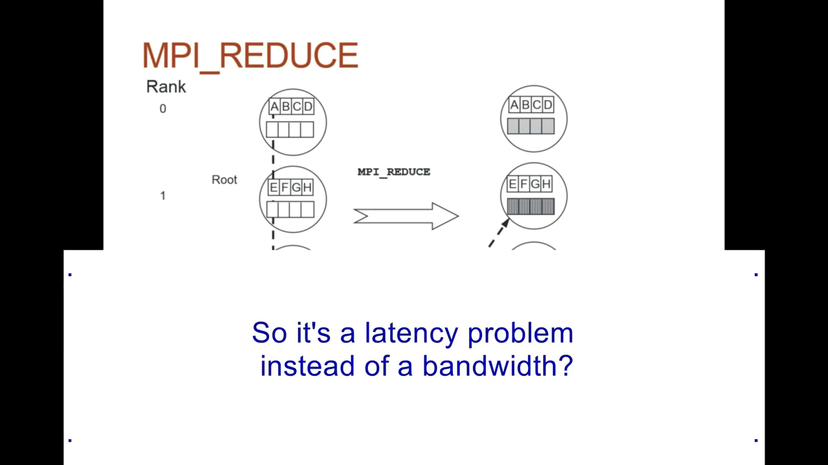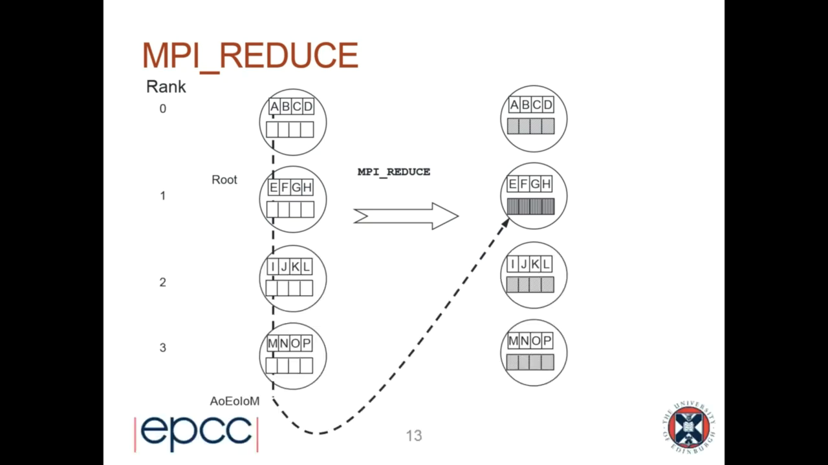Hopefully that was clear, and so absolutely, it's latency rather than bandwidth. In MPI, for sending every message, there's a latency, which on something like Archer will be in the region of microseconds, maybe a handful of microseconds, and then a bandwidth. Small messages are dominated by latency. That's actually a circular definition, because what is a small message? A small message is one that is dominated by the latency.